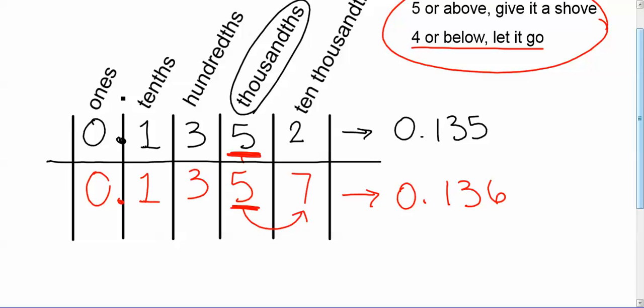thousandths, all right? So again, go with the saying: 5 or above, give it a shove; 4 or below, let it go. You look at the spot behind where you have to round to decide if you're going to move that number up or drop the extra numbers off the end, all right? So one thing too, we become a little more inexact every time we round, so that will come into play here shortly.